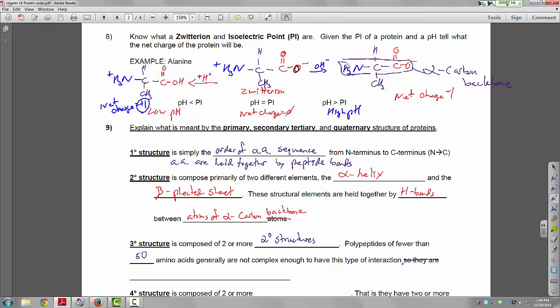So that takes care of the primary and secondary. The tertiary structures are held together by side chain interactions. So I'll say here these are stabilized by side chain interactions. We have hydrogen bonds, we have disulfides, we have salt bridges, and we have hydrophobic interactions. Those are the main types of side chain interactions.